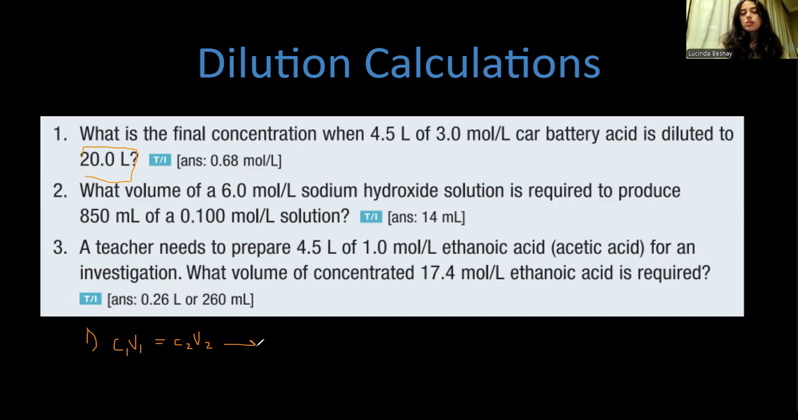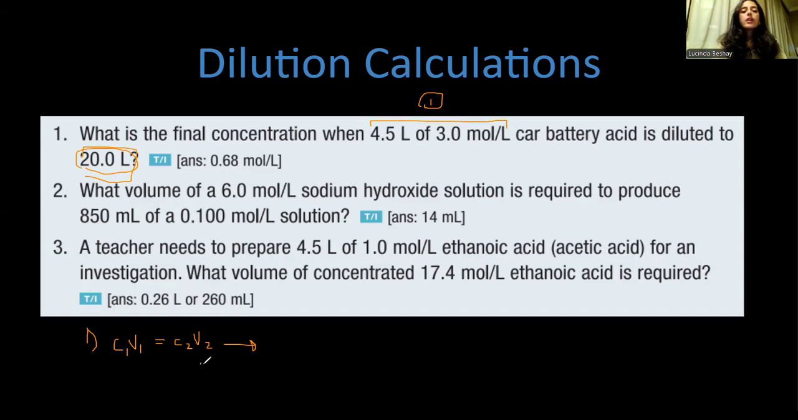C is concentration, and make sure you are always labeling what's solution number 1 and what's solution number 2. In this case, I would label this as solution number 1. It doesn't matter which one is which, but if they're talking about the same thing, they have to go together. So the first one is the concentrated solution. The second one, the 20 liters, is for the diluted solution.